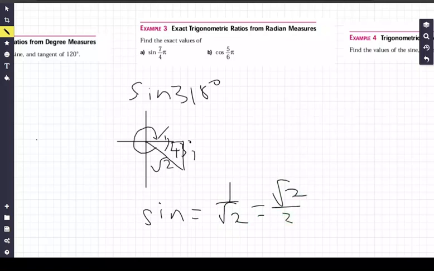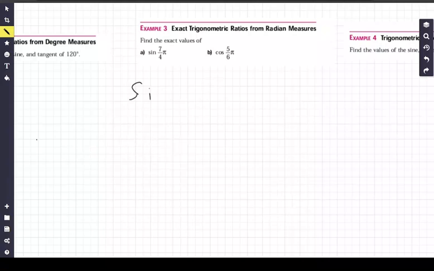No questions? And we forget the negative sign, because this was -1. So it's -√2 over 2. Okay? And then let's go ahead and do b. So let's convert b to degrees as well. So 5 times 180, I'm going to divide that by 6. That is going to give us 150. So cos of 150 degrees.